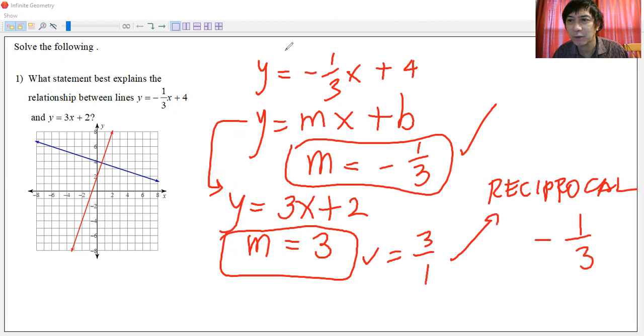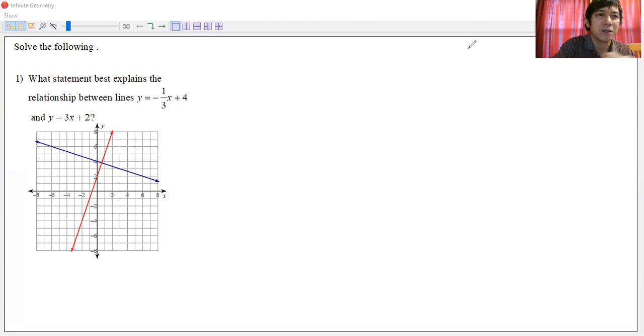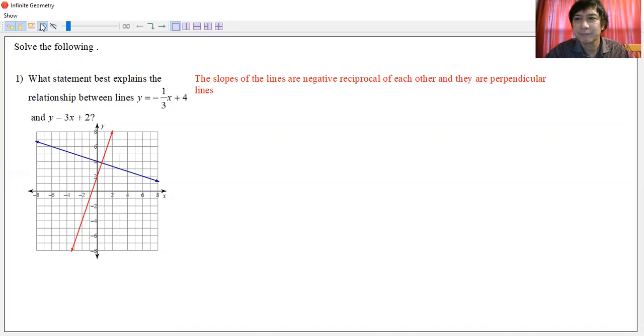They are perpendicular lines. So what statement best explains it? Okay, their slopes are negative reciprocal of each other and they are perpendicular lines. Okay, that should be the statement. All right, and that's the explanation. Okay, now we can see the answer. All right, there. The slopes of the lines are negative reciprocal of each other and they are perpendicular lines. Okay, that goes to our first number.